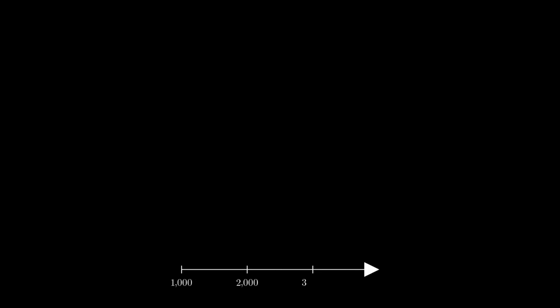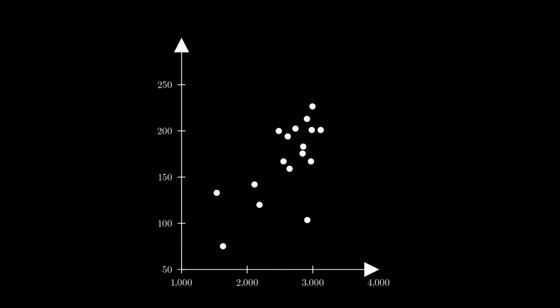Here's a scatter plot. On the horizontal axis is the living area of residential homes that are for sale. And on the vertical axis is their sale price. The point in yellow right at the center of the scatter plot represents a home with an average living area and an average sale price.